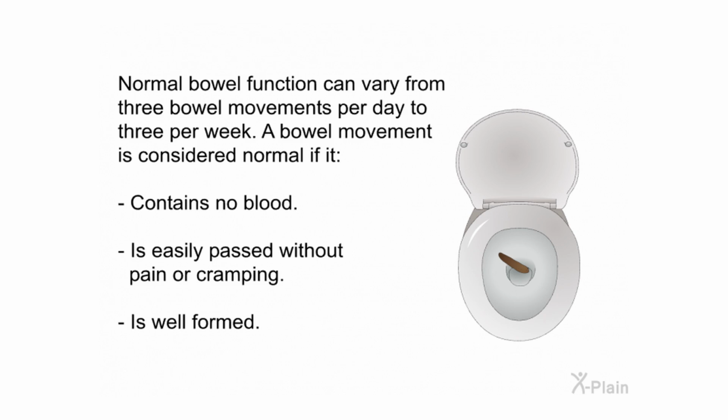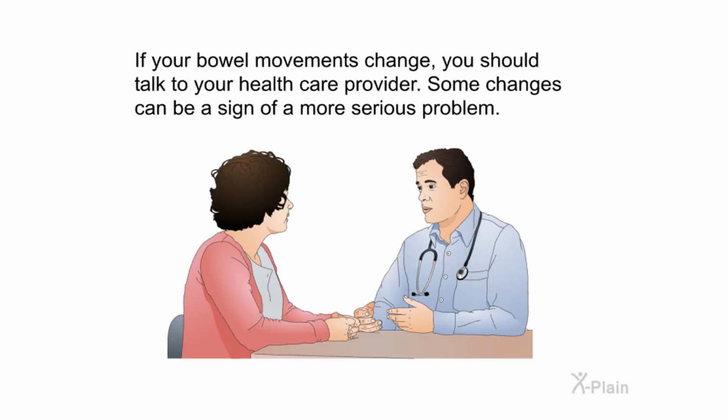Normal bowel function can vary from 3 bowel movements per day to 3 per week. A bowel movement is considered normal if it contains no blood, is easily passed without pain or cramping, and is well formed. If your bowel movements change, you should talk to your healthcare provider. Some changes can be a sign of a more serious problem.